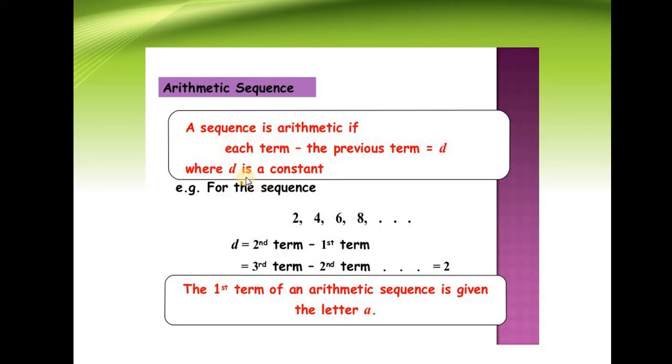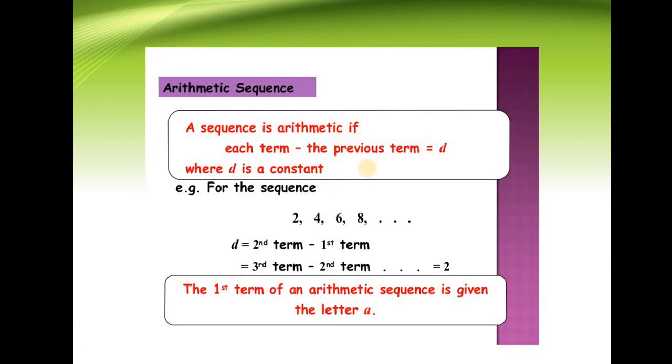Look, a sequence is arithmetic if each term minus the previous term is equal to d. Each term means if we put here a2, then the previous term will be a1, and this difference will be equal to d. If we put each term here a4, then the previous term from a4 will be a3. So a4 minus a3 will be equal to d, where d is a constant.